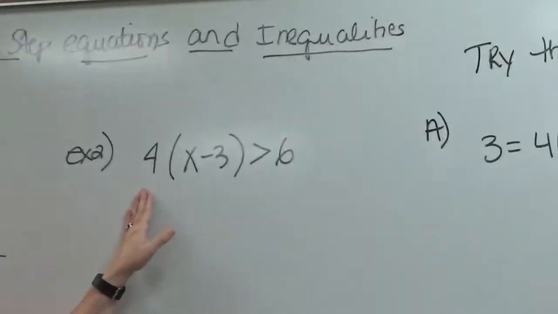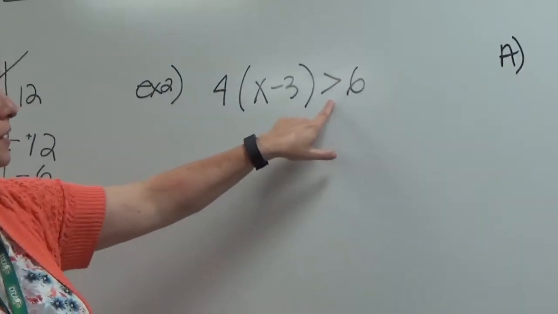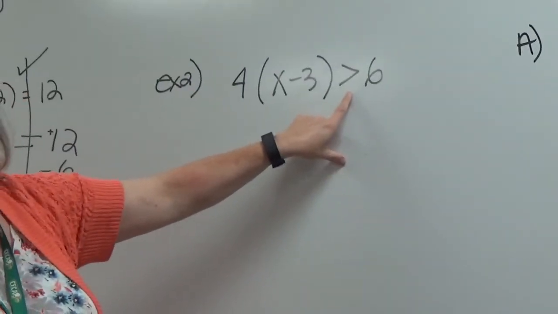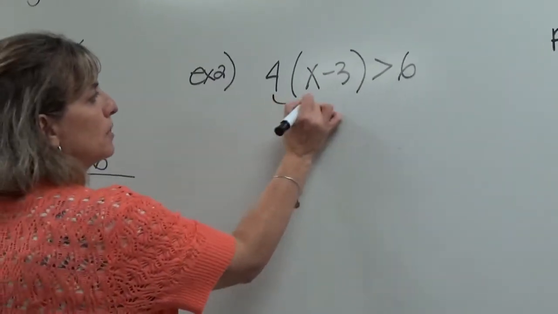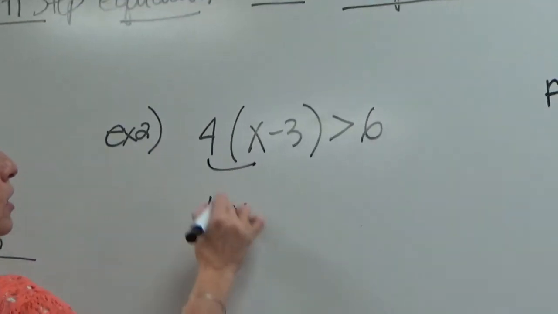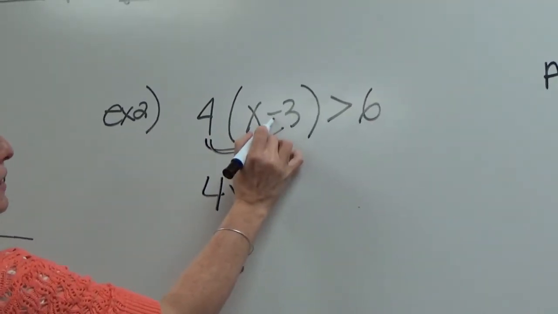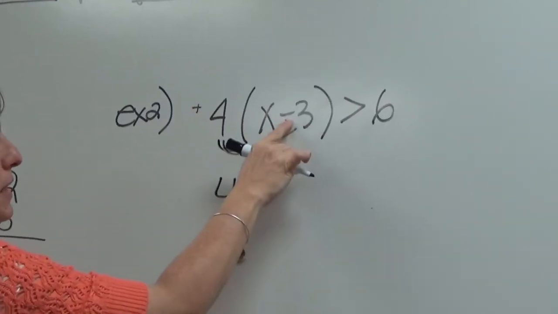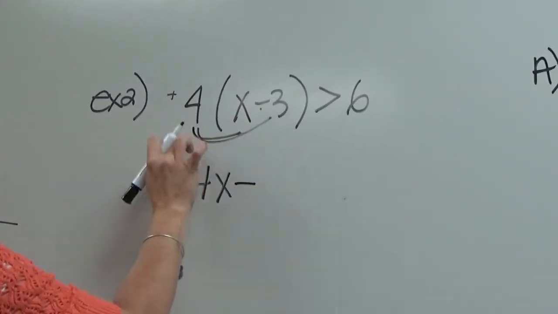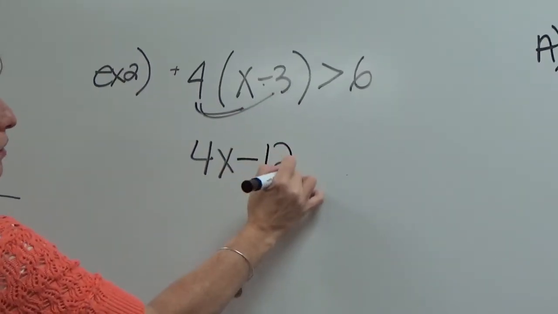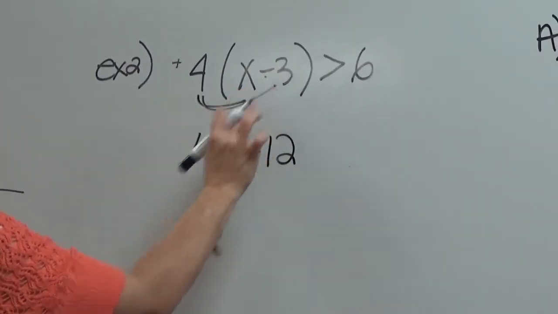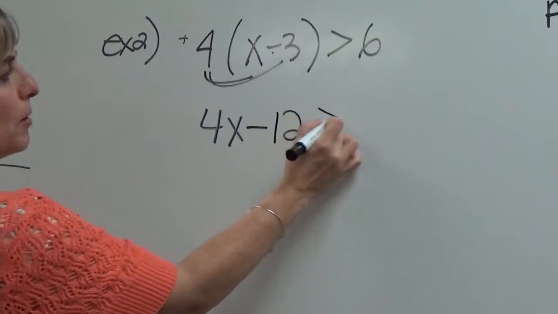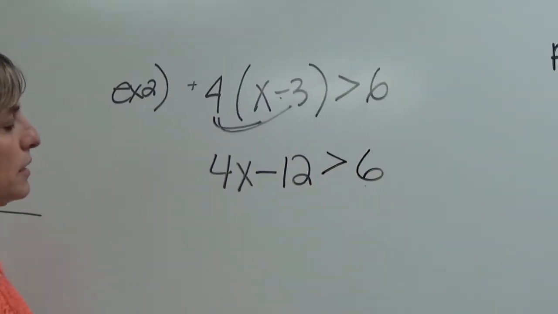Okay, so now we're going to use the distributive property, and we're going to solve the inequality, and we're going to graph it. 4 times x is 4x. 4 times negative 3, that sign is very important. This is a positive 4. A positive times a negative is a negative. 4 times 3 is 12. So this becomes 4x minus 12, I've used the distributive property, is greater than 6.